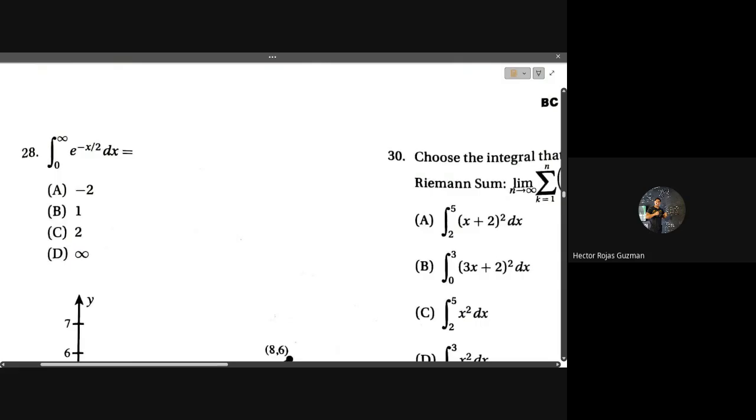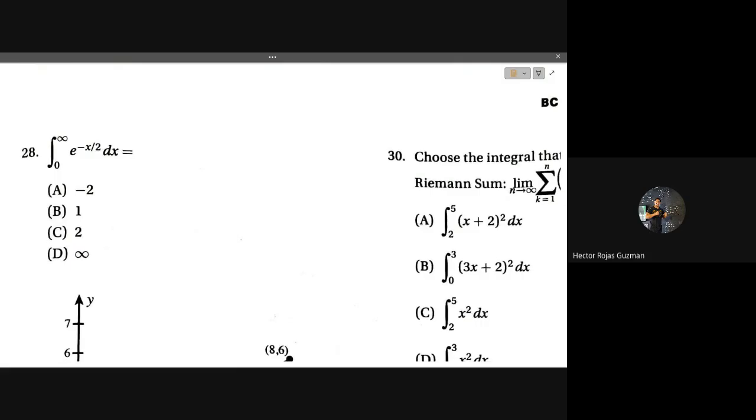Number 28. Calculate this integral. So the antiderivative of e to the u is e to the u. But then think about getting the derivative of negative x over 2. It's going to be negative 1/2, because we need to multiply by the reciprocal of that, since we're doing an antiderivative. This gives me negative 2 over e to the x over 2.